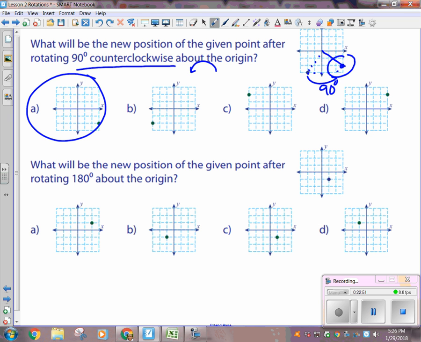What will be the new position of the given point 180 degrees around the origin? Now what happens is I am here, and if I go 180 degrees around the origin, I should be up here somewhere. So I should be on the direct opposite side of where I started. All right?